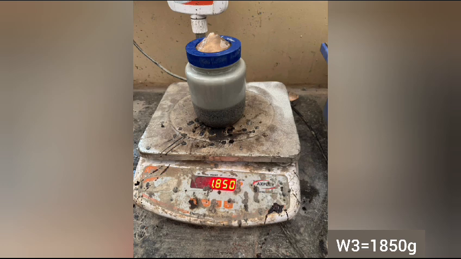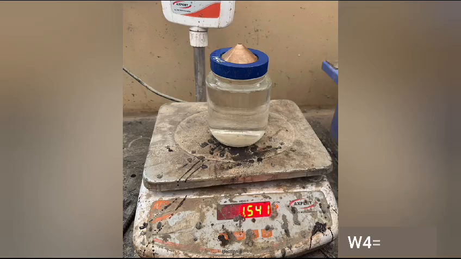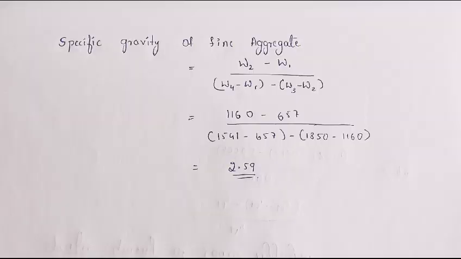Add water to the pycnometer till the hole at the top along with the aggregate sample and take this weight as W3. The contents of the pycnometer are now discharged and cleaned. Now the pycnometer is filled up with water without any entrapped air and take this weight as W4. Using the formula, specific gravity of fine aggregates can be determined.